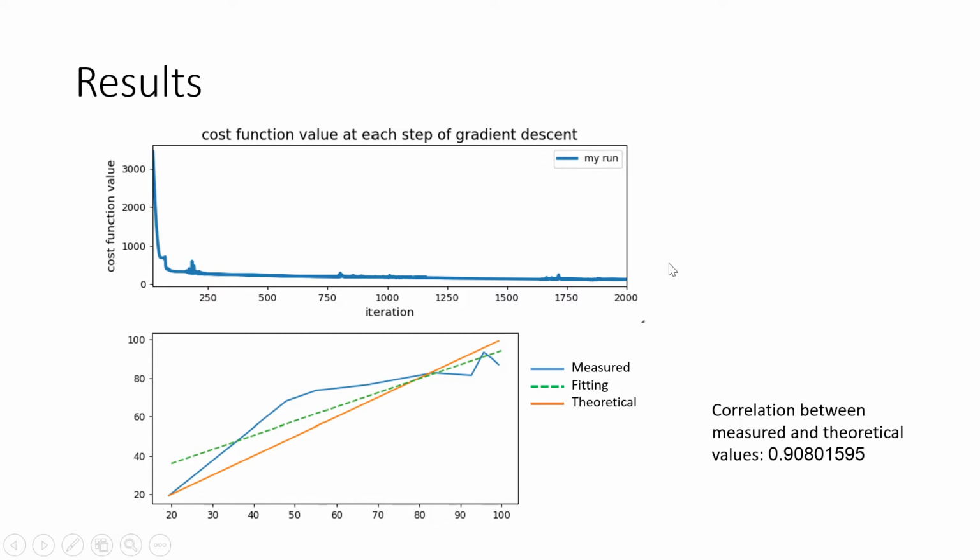So we have 2,000 iterations, and the cost function value converges, and in the lower picture is our final result. And we can see the blue line here is our measured curve, and the green line is our fitting. The orange line are the theoretical oxygen saturation values. The correlation between our measured results and the theoretical values is 0.9, so it's not too bad.